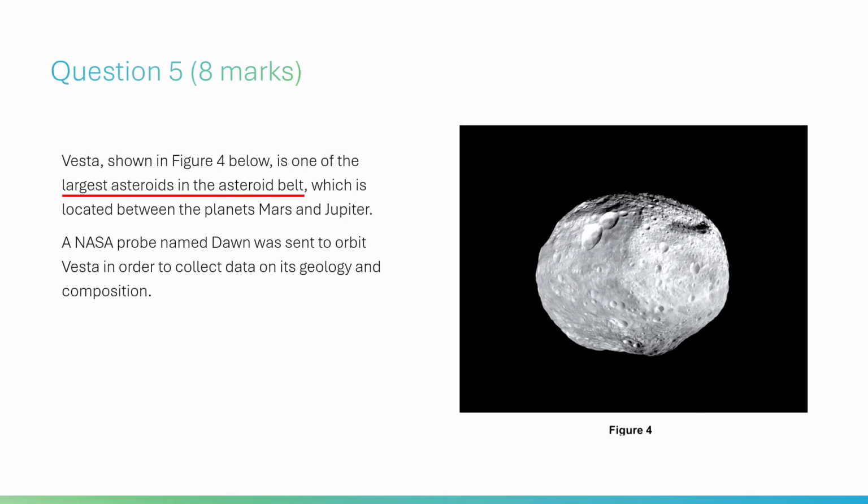Vesta, shown in Figure 4 below, is one of the largest asteroids in the asteroid belt, which is located between the planets Mars and Jupiter. A NASA probe named Dawn was sent to orbit Vesta in order to collect data on its geology and composition.